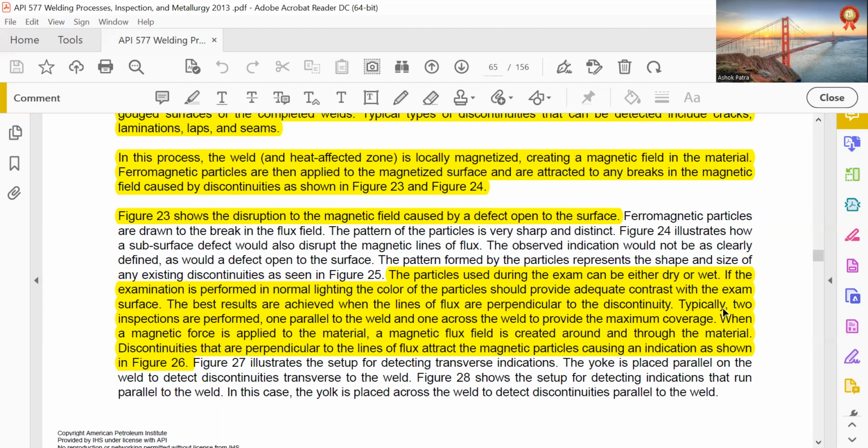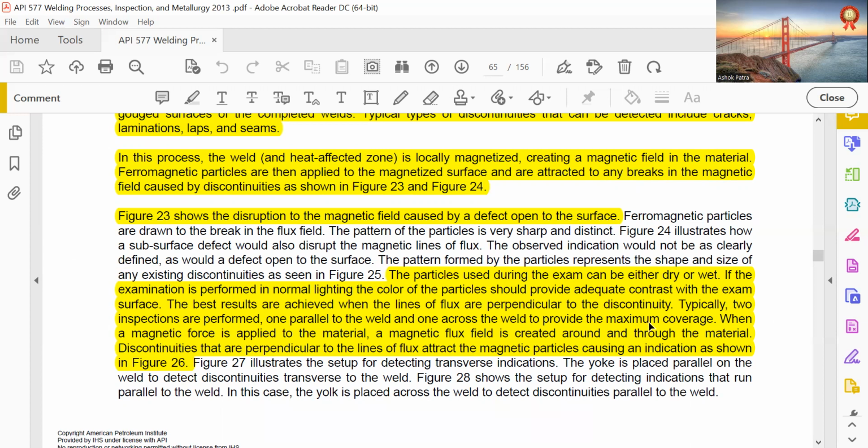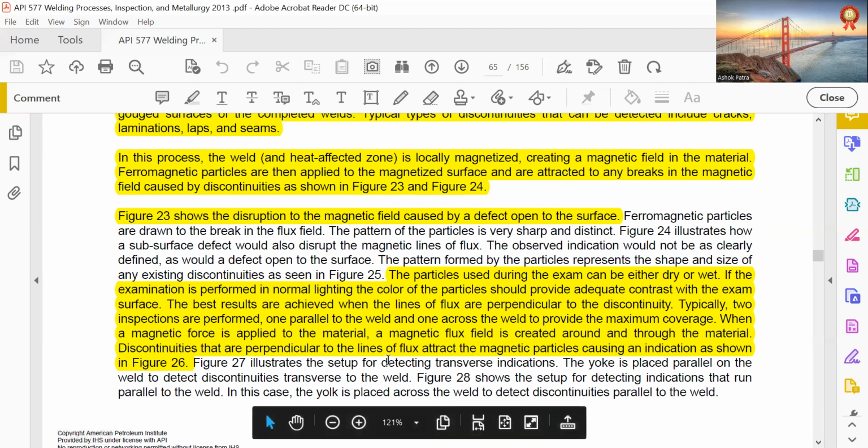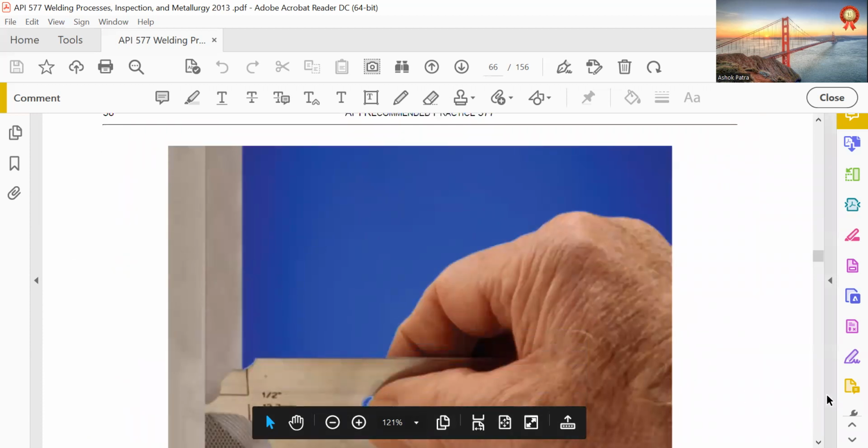Typically, two inspections are performed, one parallel to the weld and another across the weld to provide maximum coverage. When a magnetic force is applied to the material, a magnetic flux field is created around and through the material. Discontinuities that are perpendicular to the line of flux attract the magnetic particles, causing the indication, as shown in figure 26.